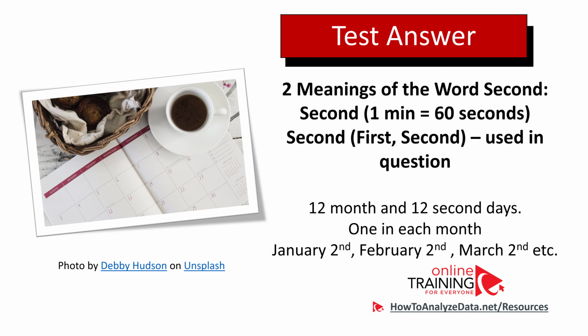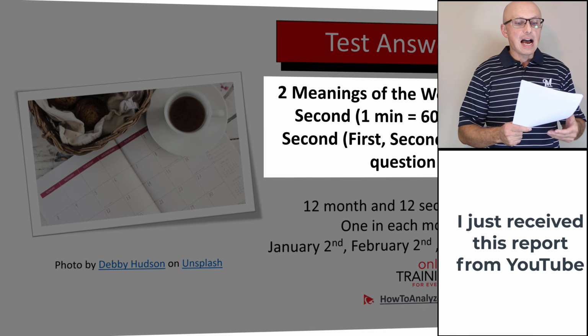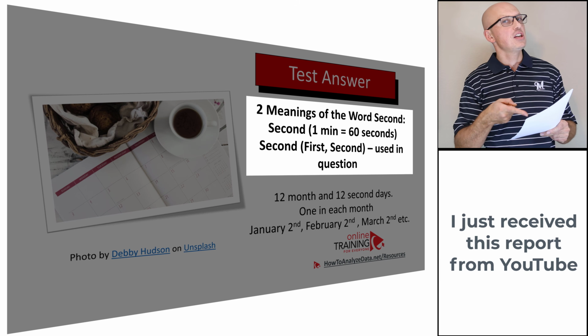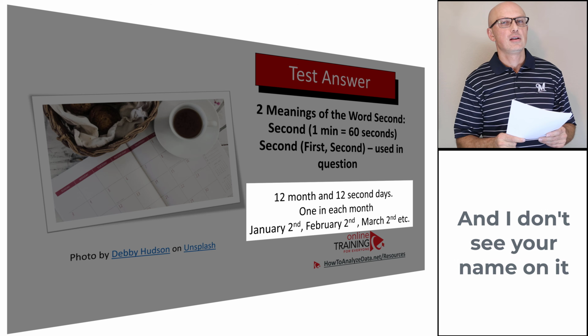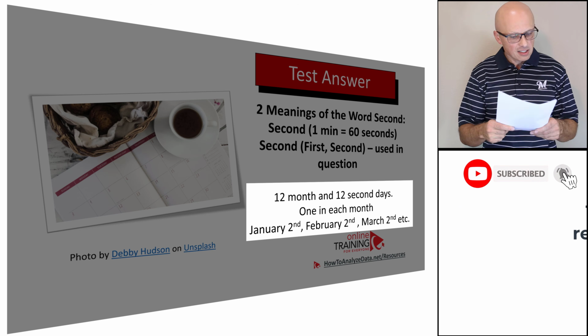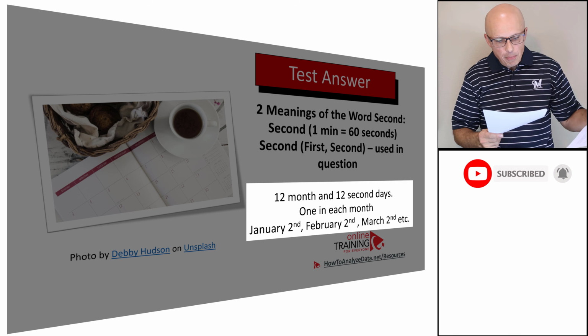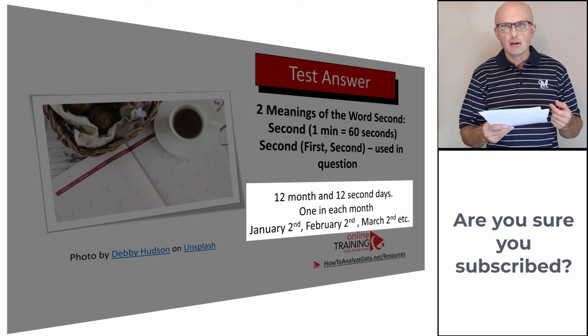Obviously, this is a tricky question, and it challenges your understanding of the word second. There are two meanings of the word second. One is second, for example, 1 minute has 60 seconds. But the other is second, where you have a sequence of first and second. And the second meaning is used in this particular question. So if we go back to the question, in a year there are 12 months, and there are 12 second days, 1 second day in each month. January 2nd, February 2nd, March 2nd, and so on.